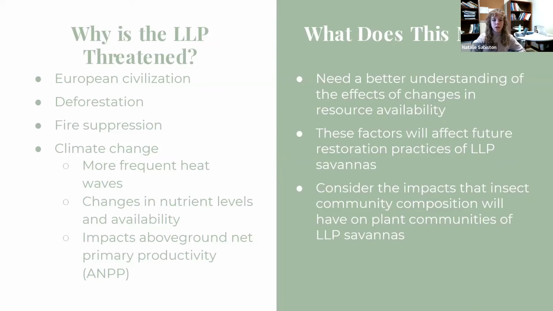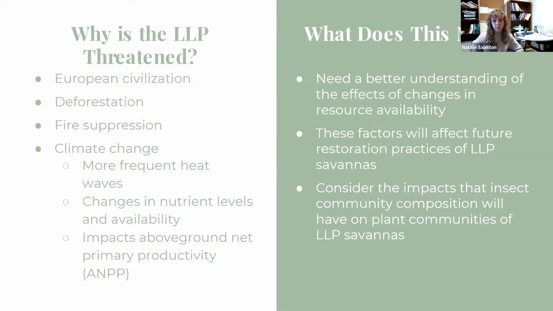Climate change has also caused changes in the composition of the ecosystem. It has created more frequent heat waves, and nutrient levels and availability are also expected to change in addition to this, and that's actually what my research today focuses on. This can influence global nutrient cycles, which impacts nutrient dynamics in terrestrial ecosystems.